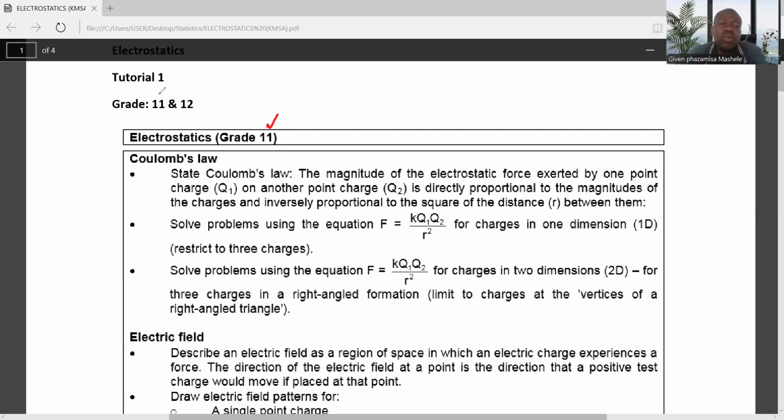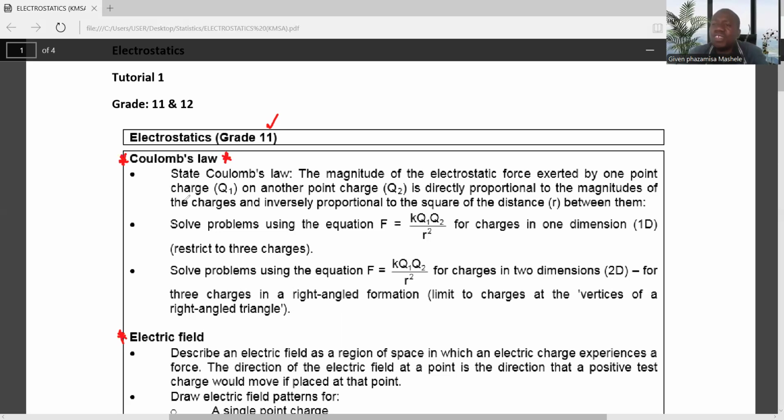First of all, we have to go through Coulomb's law. This is the learning objective for this session. Then the next session will go through the electric field. We'll be talking about electric field patterns and what an electric field is: a region of space in which an electric charge experiences a force, and also an electric field at a point, which is the electrostatic force per unit positive charge placed at that point. But for now, I want to take you through Coulomb's law.